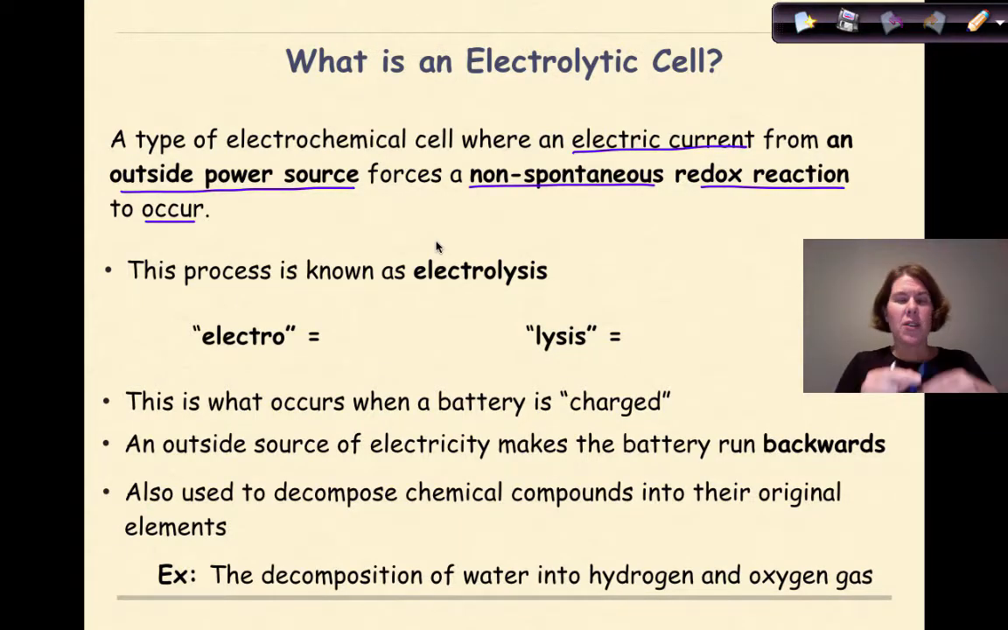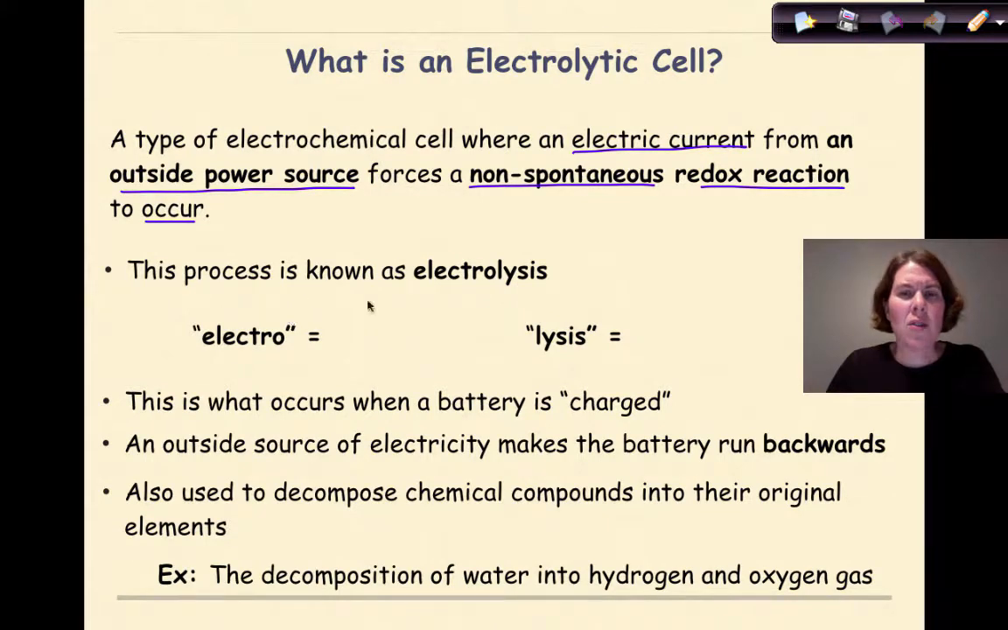And when you take your cell phone and put the charger in and plug it into the wall, basically what you're doing is running your battery backwards. In other words, taking this redox reaction, a spontaneous redox reaction, which is your battery, and running it backwards. So a non-spontaneous redox reaction. So don't think to yourself, oh, I never need to learn about electrolytic cells. You use one all the time just by recharging your battery.